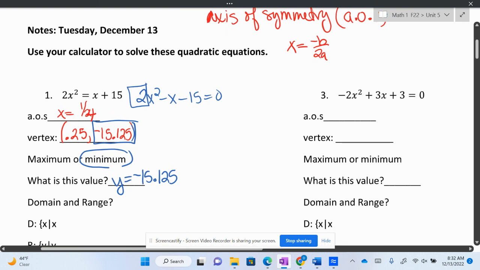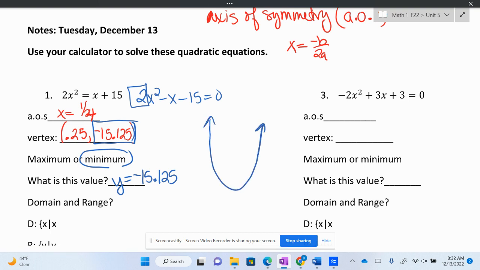Let's talk about your domain and range. This graph looks like this. Domain means what? What does domain mean? All the x values. What are the x values that I can put in here? Can I put any x value in the world in here? -2, -7, -2,482,000. Yeah, the domain is all real numbers.